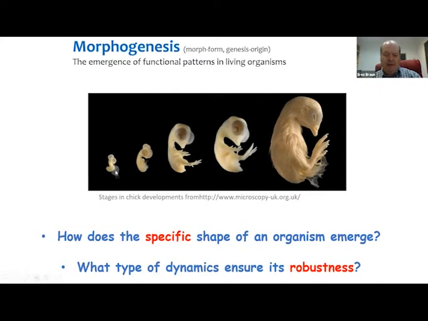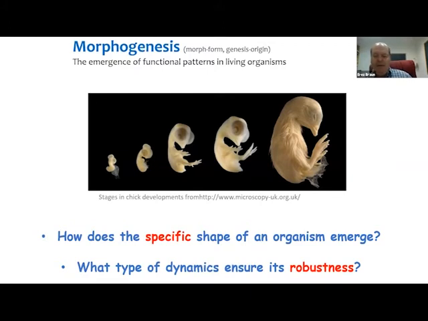In this example, you see chick development, and along a developmental trajectory, the form emerges, but this form is a living creature with eyes, with the right symmetry, with legs, with a head, all the parts in place. There are two general questions at the basis of what we would like to understand about this process. One question is, how does the specific shape emerge? By specific shape, I don't necessarily mean how the chick's details develop, but how the chick becomes a chick and not something else. I'll show you in a second that this is highly non-trivial.